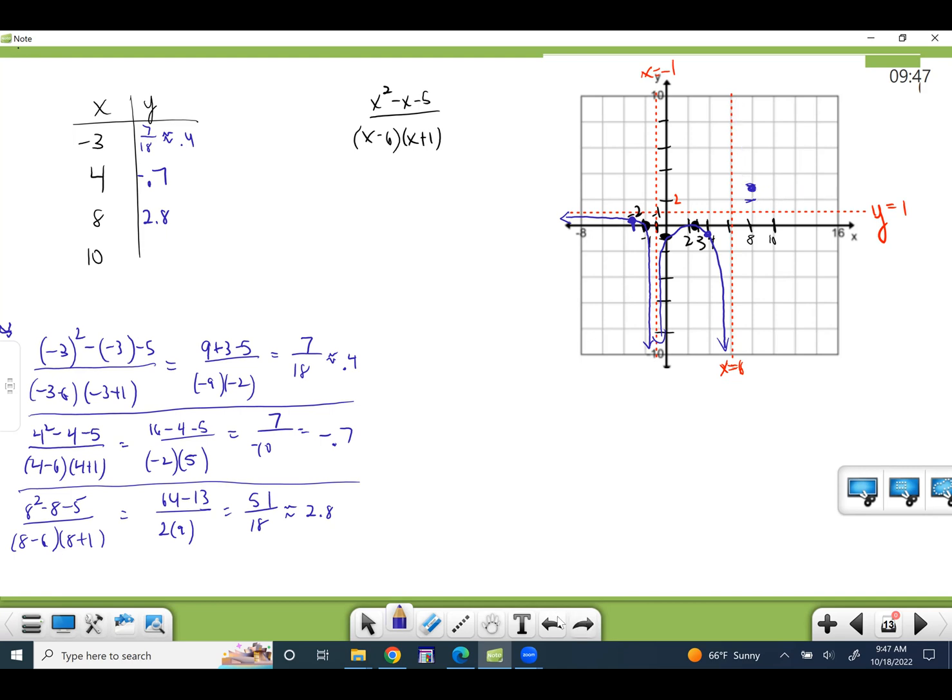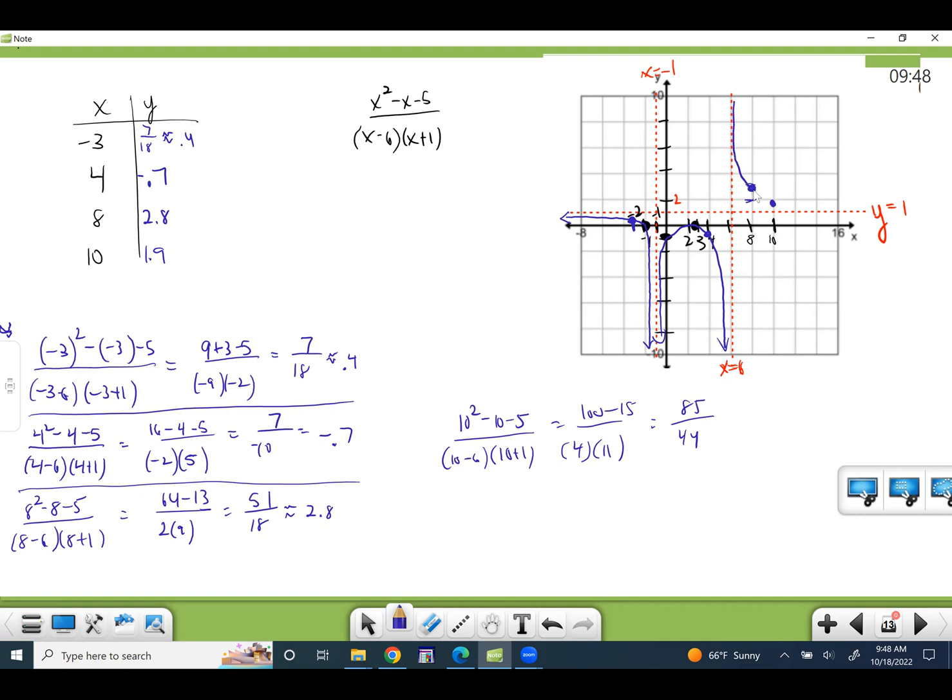I'll do one more because I know Connect Math likes you to get 2 points a lot of times on each side of the asymptotes. So here's my last one, okay? 10 squared minus 10 minus 5 over 10 minus 6 times 10 plus 1. So we got 100, take away 15, which is 85. And then we have 4 times 11, which is 44. So let's see, 85 divided by 44. I'm getting like 1.9-ish. Okay, so 1.9, well, that's still above 1's halfway. It's pretty close to 2, right? So maybe like right there.